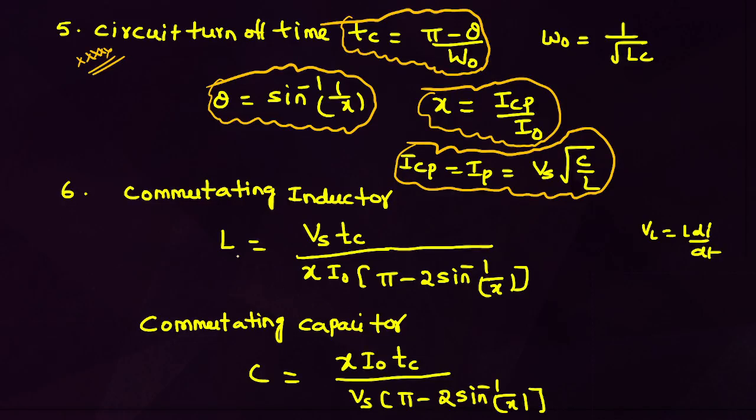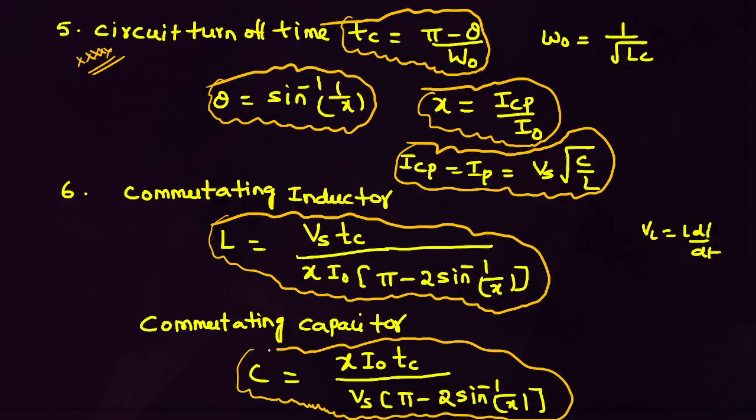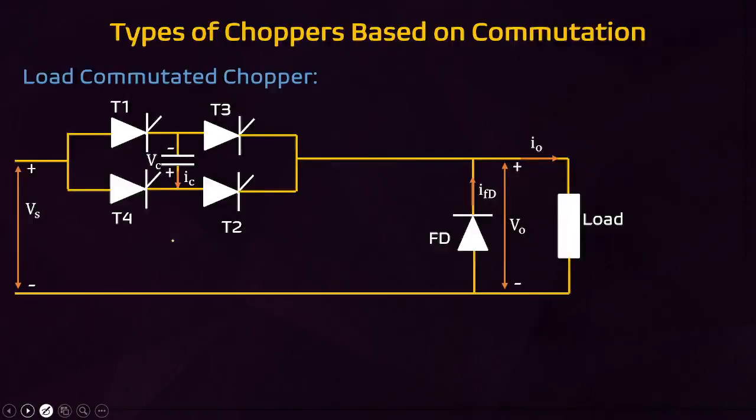Commutating inductor formula. Still now, based on inductor capacitor design formulas, there are no questions in the GATE exam, but questions are already framed in the ESE exam. The commutating inductor L equals Vs into Tc by x into I naught into (pi minus 2 into sin inverse 1 by x). For the commutating capacitor formula, students, C equals x I naught into Tc by Vs into (pi minus 2 into sin inverse 1 by x). This is the commutating capacitor formula.